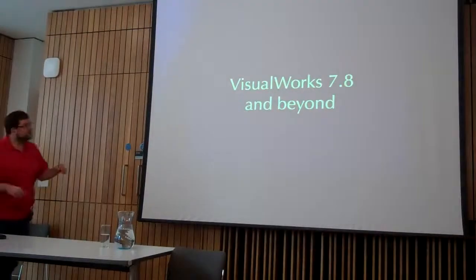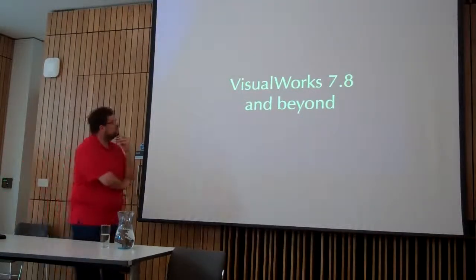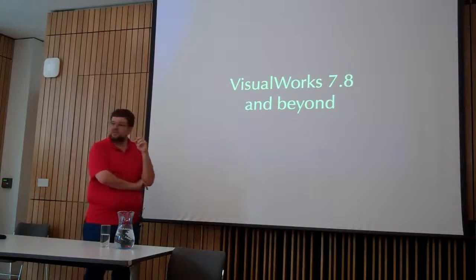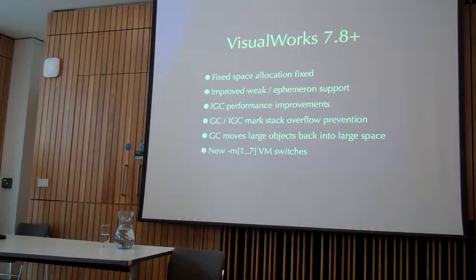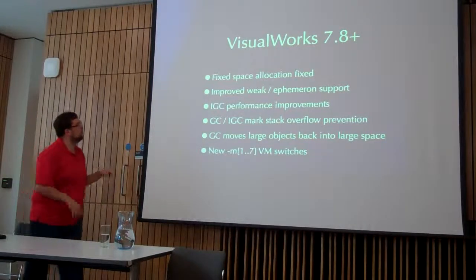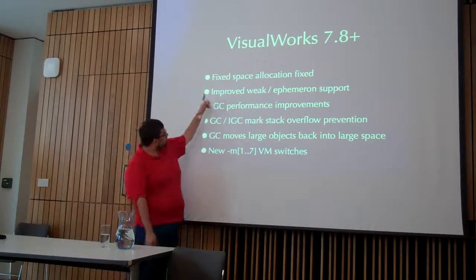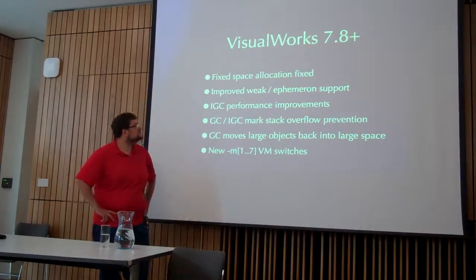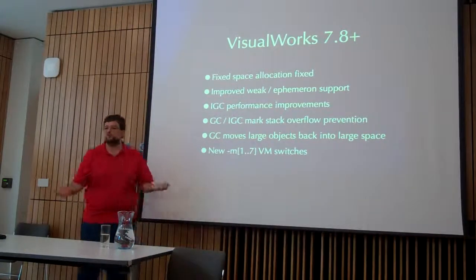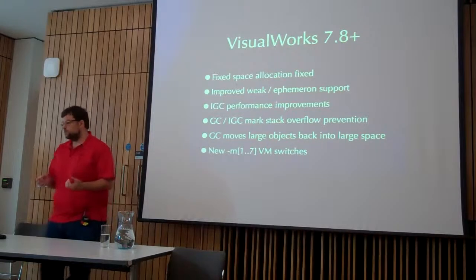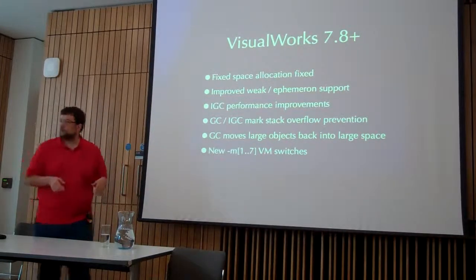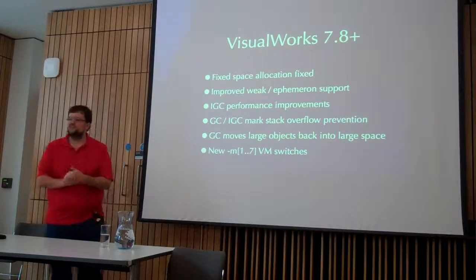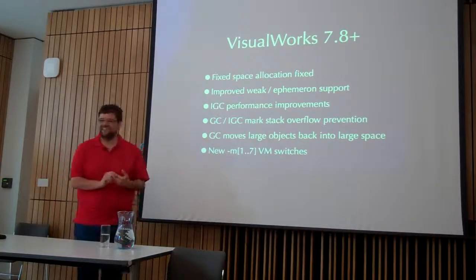So, I gave this talk at Smalltalks in 2010. And back then I had a slide of things we were going to do. We were going to fix a bunch of stuff in fixed space, because there were situations in which you could get things out of line. So there is fixed space, but you could not allocate it anyway. Where are the partners that reported the bug?